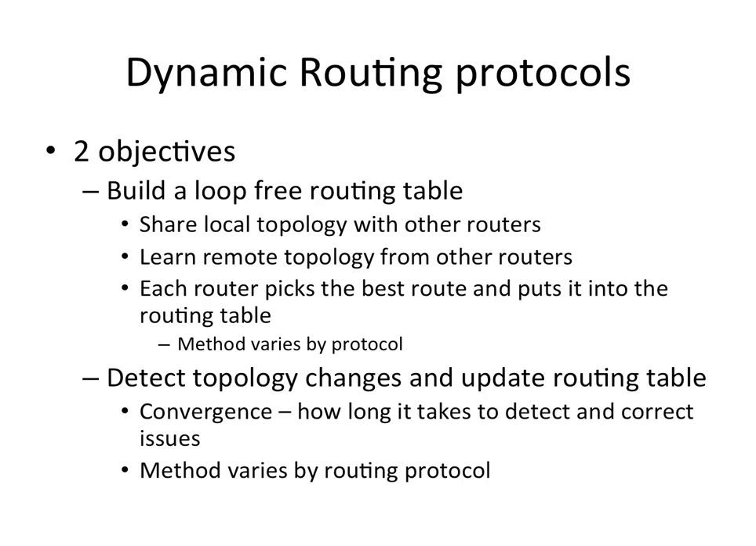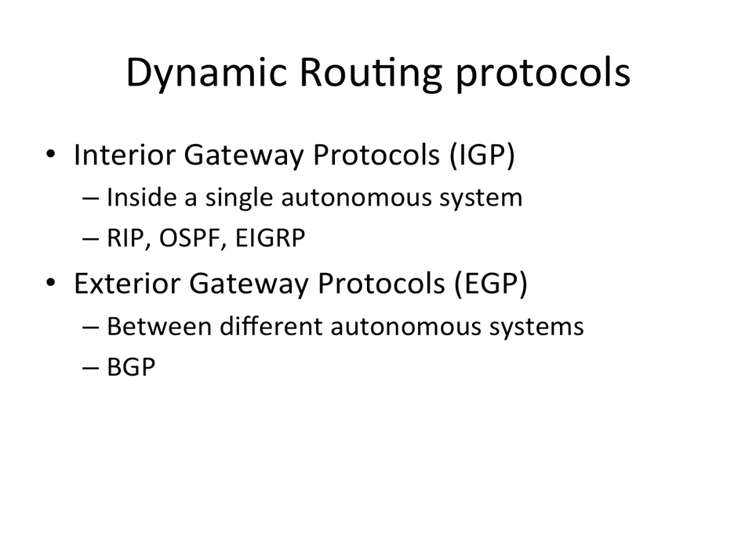We had this idea of convergence. That's how long it takes to detect and correct issues. So we want routing protocols that converge quickly because we want them to figure out that things are broken and fix it quickly. And how do routing protocols detect the topology changes and update the routing table? Well, that varies depending on which protocol you're using.